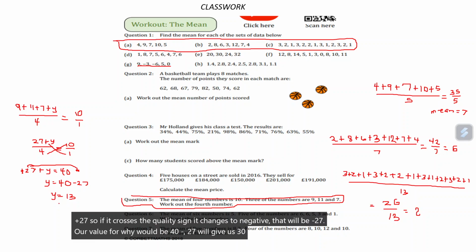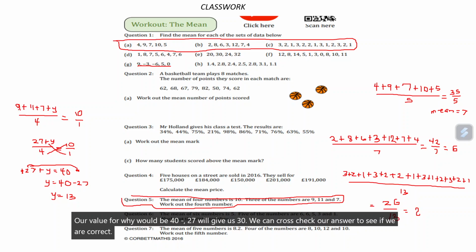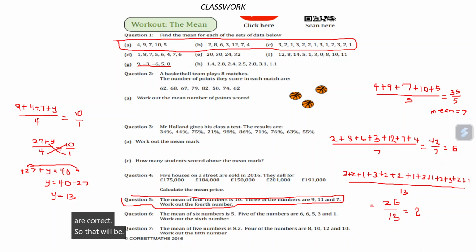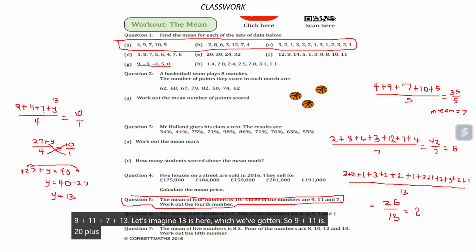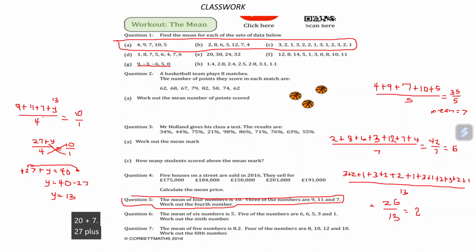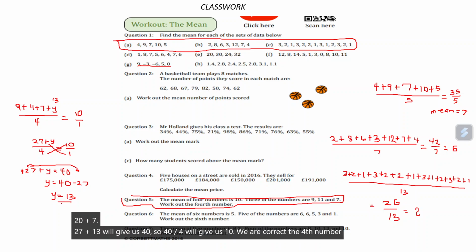We can cross check our answer to see if we are correct. So that will be 9 plus 11 plus 7 plus 13. Let's imagine 13 is here, which we've gotten. So 9 plus 11 is 20 plus 7, 27 plus 13 will give us 40. So 40 divided by 4 will give us 10. We are correct. The fourth number is 13.